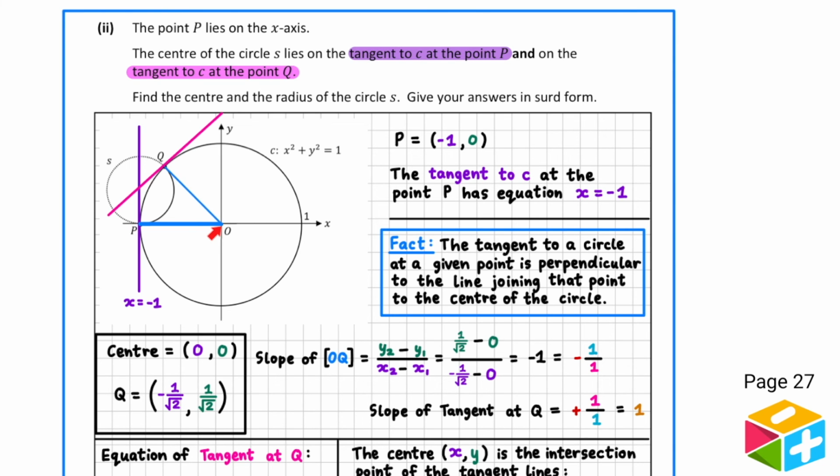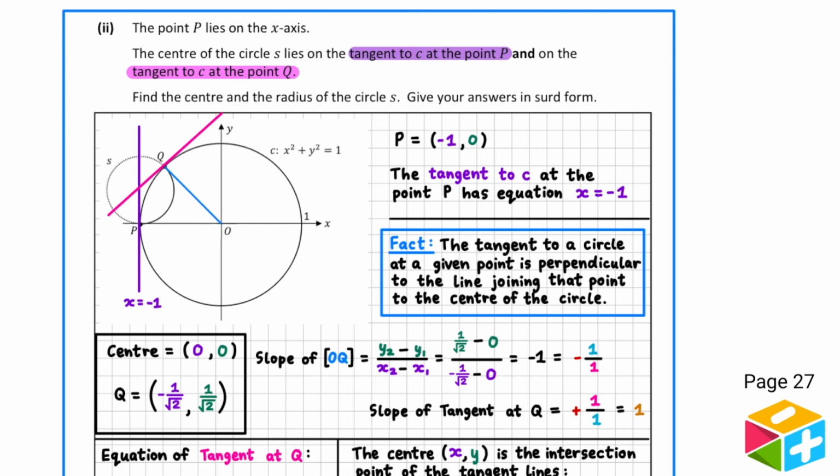Since the line OP is completely horizontal, a perpendicular line will be completely vertical. This means that the tangent line at P will be the vertical line which is drawn at an x value of -1. In other words, the tangent line will have the equation x is equal to -1. Now, let's turn our attention to the tangent line at Q.